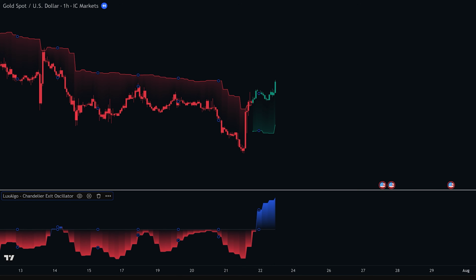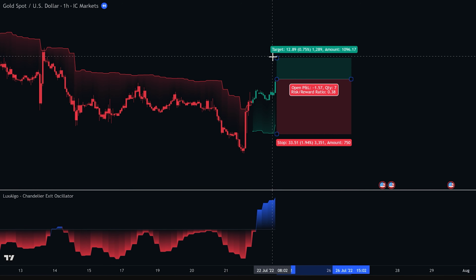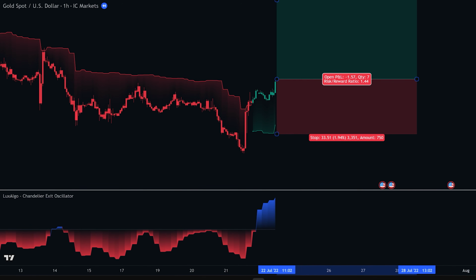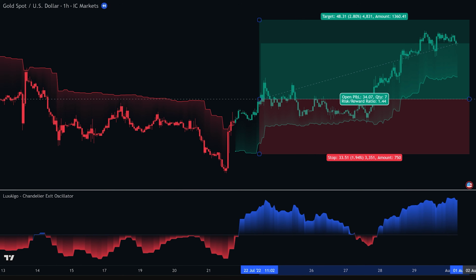Now while you're viewing the 1-hour chart, the indicator is actually calculating its signals from the 4-hour time frame. For a buy trade, watch for price to break above the red trailing line. If a candle closes firmly above it and the oscillator flips blue above zero, that's your breakout signal. Enter the trade at the close. Place your stop just below the last swing low and target a 1 to 1.5 risk-to-reward ratio. If you allow this trade to run, you will see that it easily reaches your profit targets.